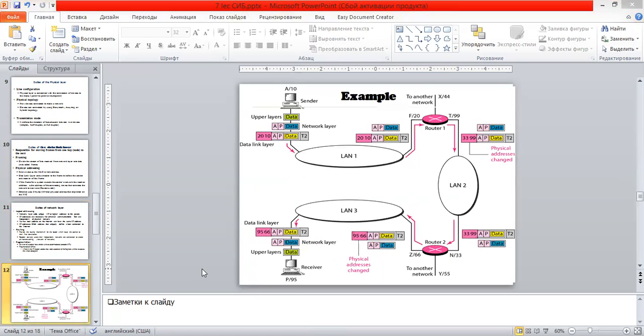So this is an example. Each computer is connected to only one link and therefore has only one pair of addresses, logical address and physical address. Each router, however, is connected to three networks, LAN 1, LAN 2, LAN 3. Therefore, each router has three pairs of addresses, one for each connection.